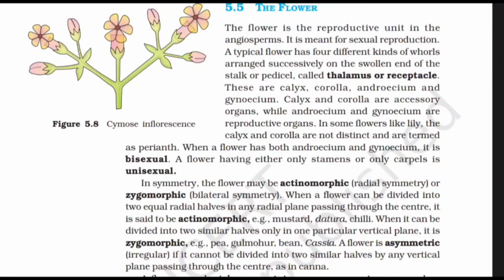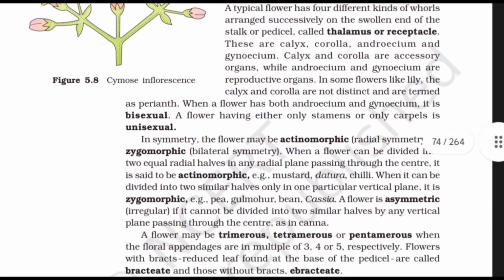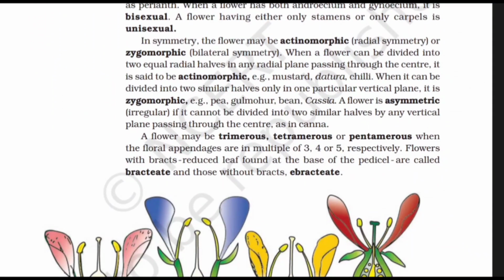Example: mustard, datura, chilli. When it can be divided into two similar halves only in one particular vertical plane, it is zygomorphic. Example: pea, gulmohar, bean, cassia. A flower is asymmetric, that is irregular, if it cannot be divided into two similar halves by any vertical plane passing through the center, as in canna. A flower may be trimerous, tetramerous, or pentamerous when the floral appendages are in multiples of 3, 4, or 5 respectively. Flowers with bracts, reduced leaves found at the base of the pedicels, are called bracteate, and those without bracts, ebracteate.